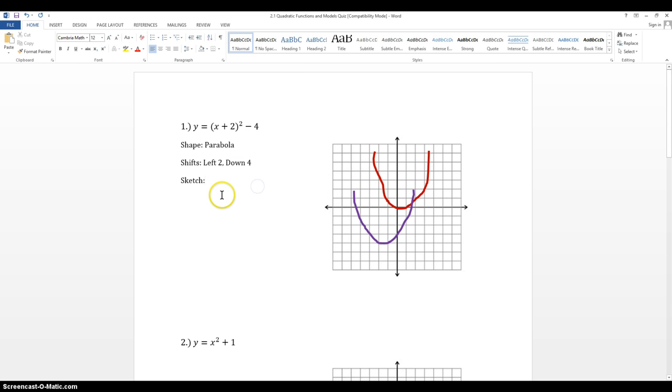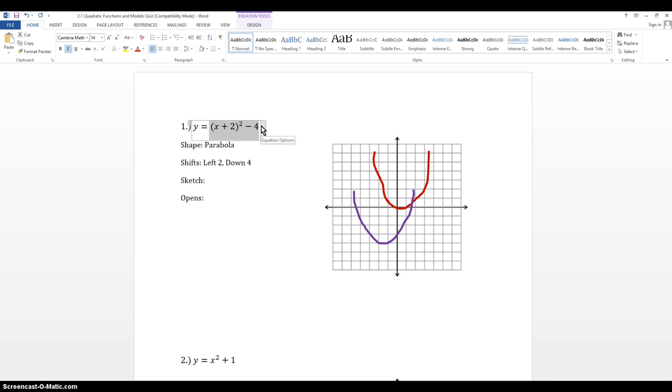Okay, and then the last part will be opens. I forgot to include that in the quiz because I had already made the quiz since yesterday. So I know it may be out of order, and that's perfectly fine. But we do know that even though you don't see it, this expression is in standard form. A is 1, which is right here. Again, you don't see it, but it's there. And 1 is greater than 0, which means this parabola will be opening up.